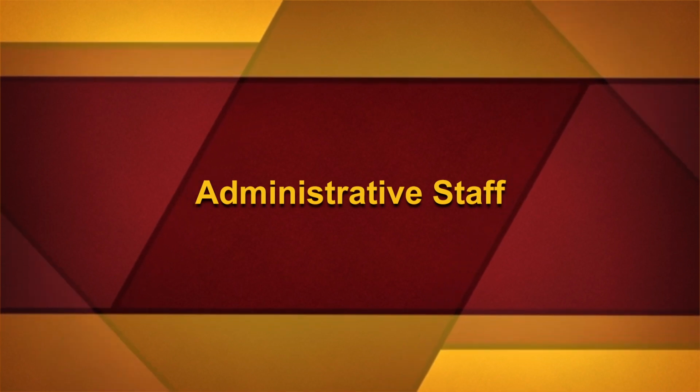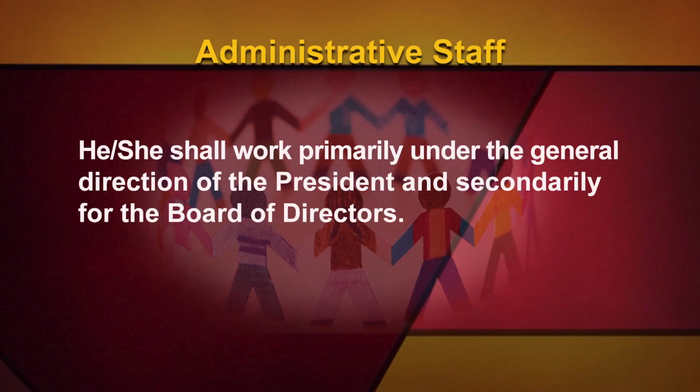Administrative staff. The executive shall perform all the routine administrative work required by the president, the board of directors and as agreed upon in the contract. He or she shall work primarily under the general direction of the president and secondarily for the board of directors.